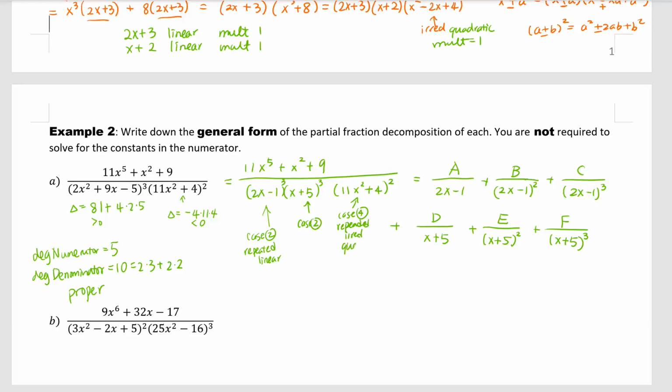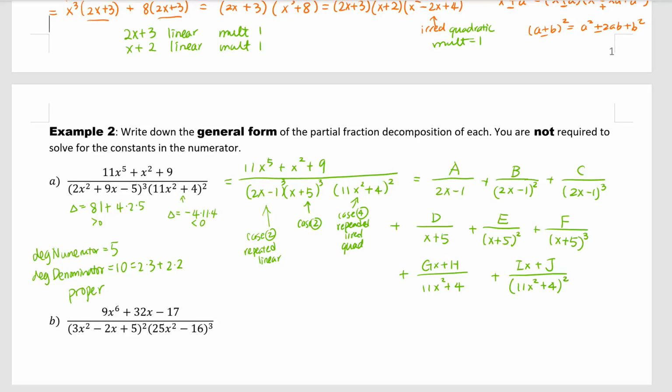Irreducible quadratic. So we start with one copy, plus we increase the multiplicity. Increase the power until we reach the multiplicity. Okay, and then remember the numerators are linear functions. So we should have an x term and a constant term. So A, B, C, D, E, F, G, H, I, J. Okay, so here we have a lot of constants.